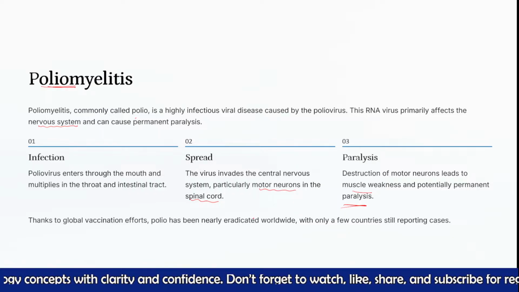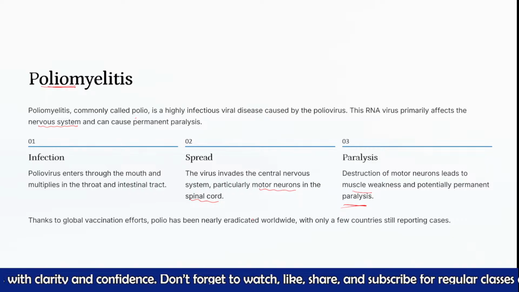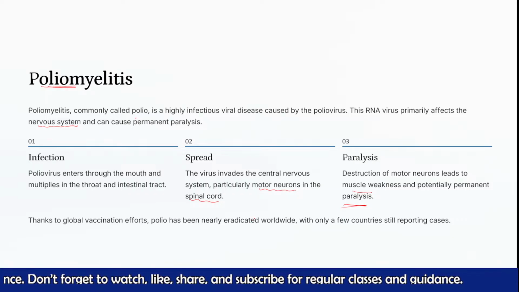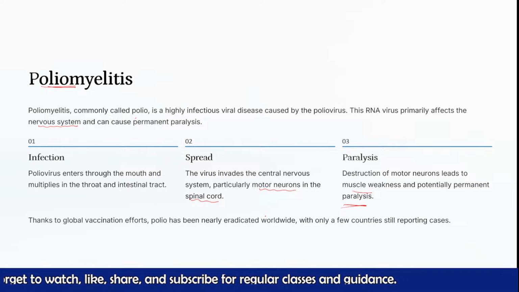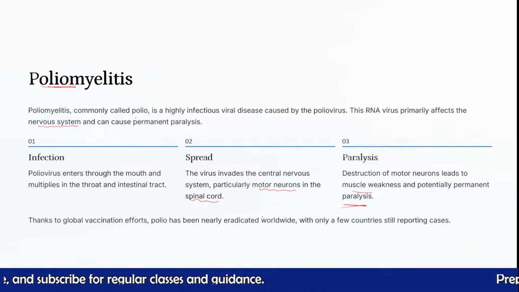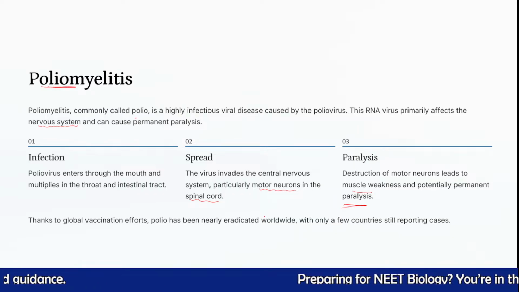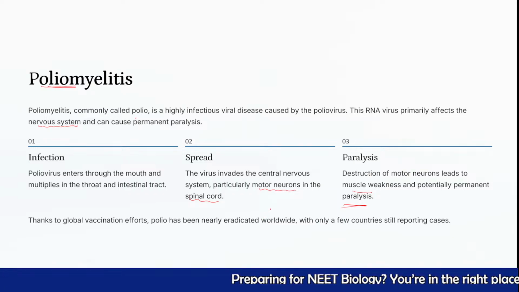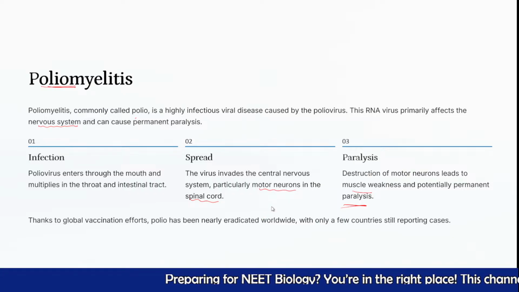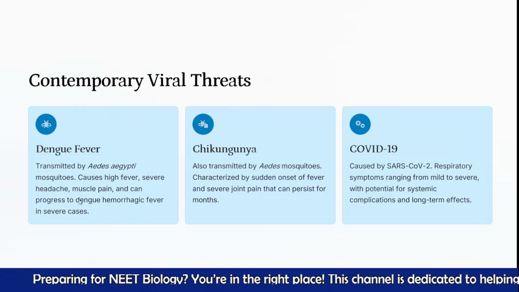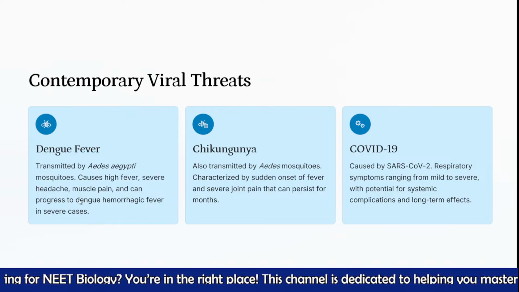Right? So what are the examples of viral diseases? Poliomyelitis and the common cold. What are the examples of bacterial diseases we learned? One is pneumonia, another one is typhoid. Typhoid is caused by Salmonella typhi. Right? Moving on to contemporary viral threats.